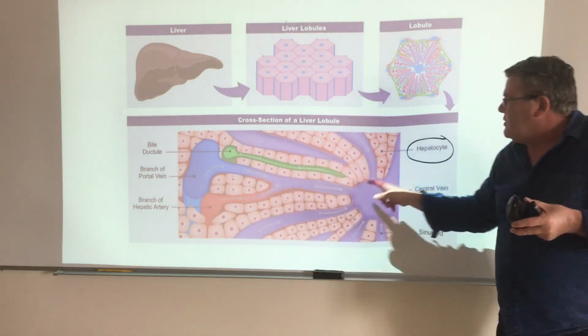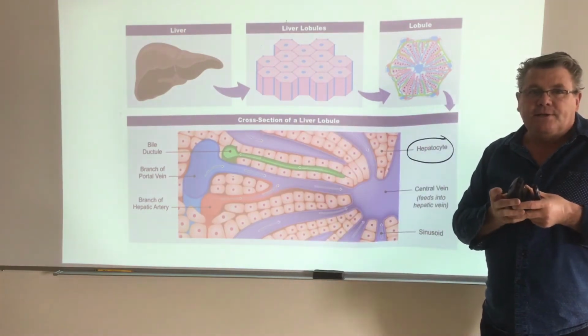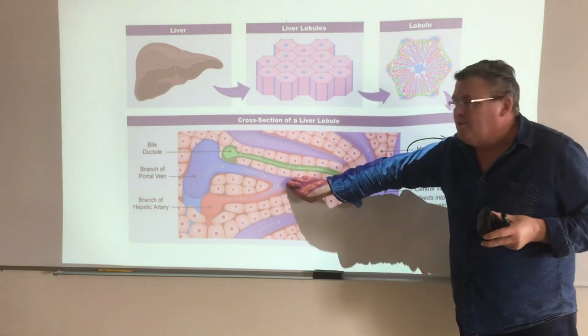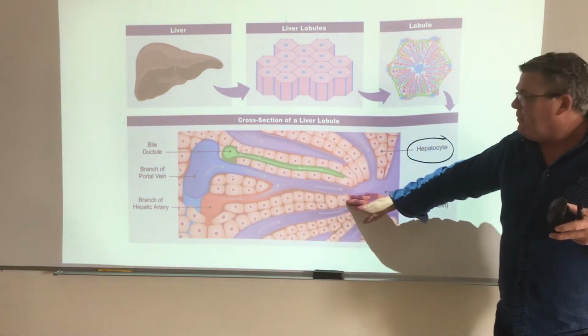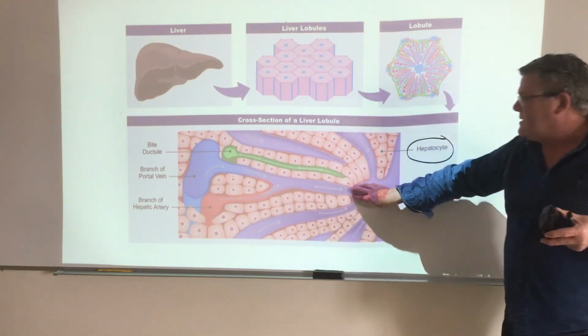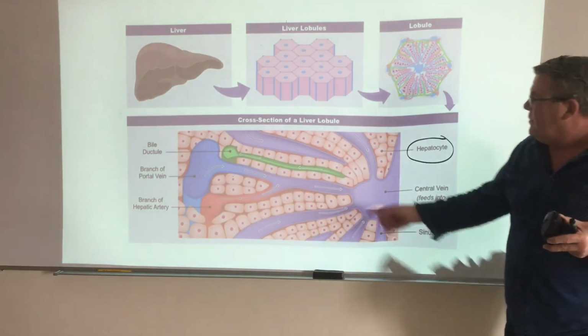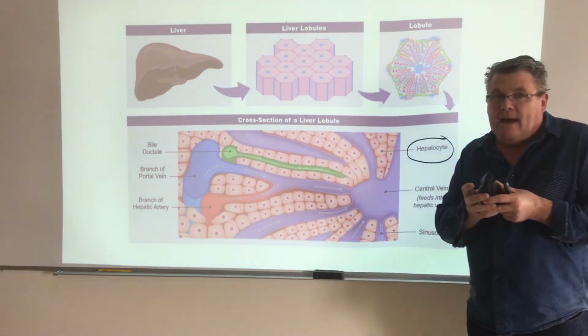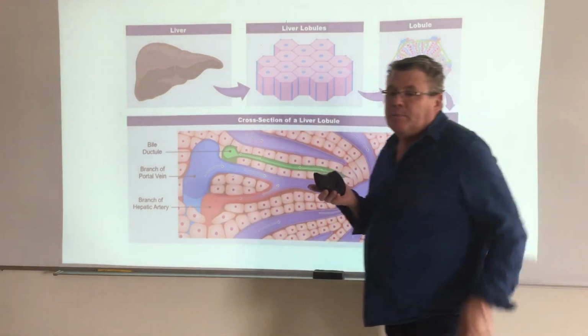So directional, we've got two different directions going on in here. One, O2 and nutrients coming in. We've got the breakdown of toxins and the cleaning of the blood. And then in the opposite direction, we have bile production.